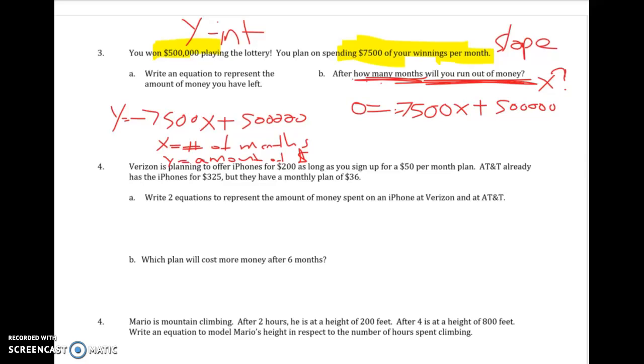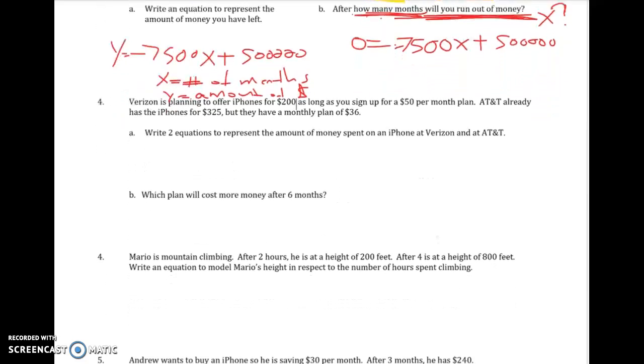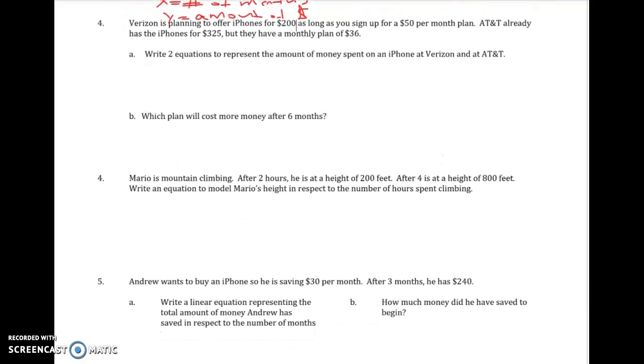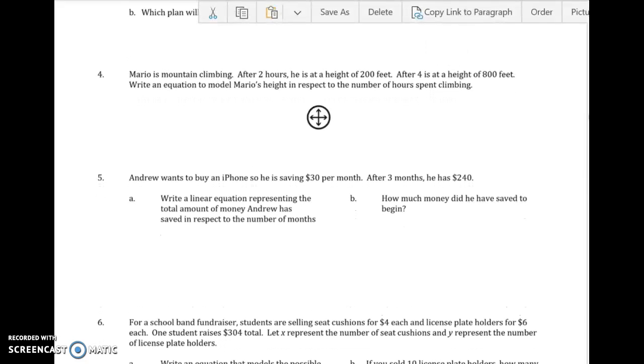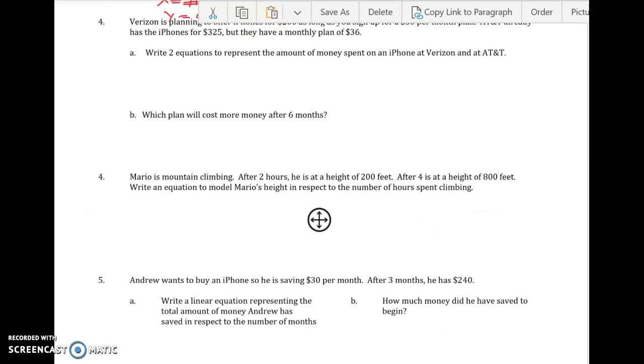All right. Let's skip 4. Oh, there's 2 4s. Okay. Let's look at the second number 4.